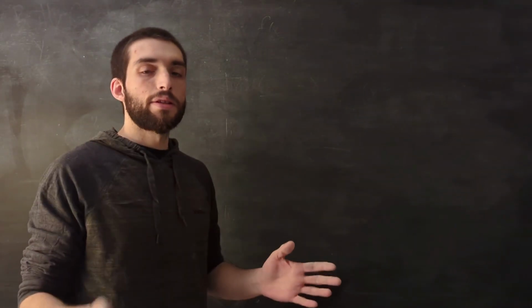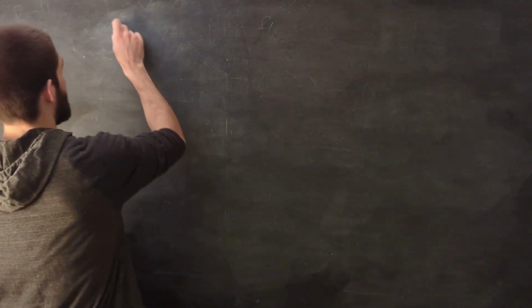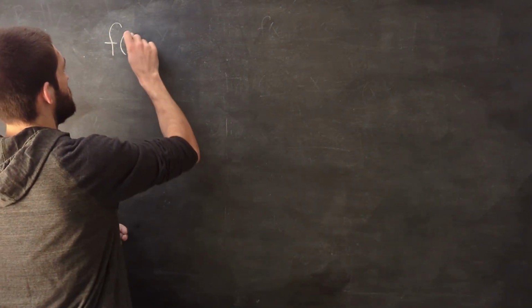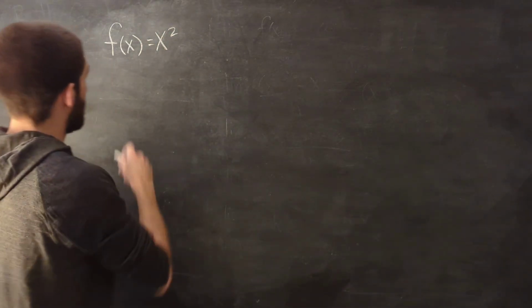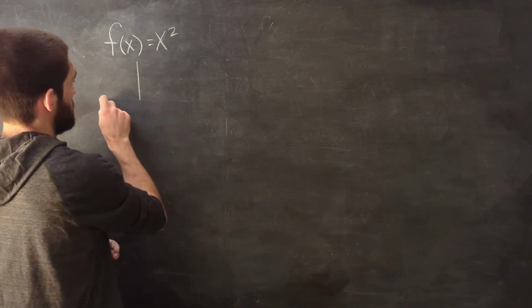All right, now we'll do an example of using the definition of derivative to find the derivative of a function. So given a function f of x, we'll call it x squared. That graph looks like this.